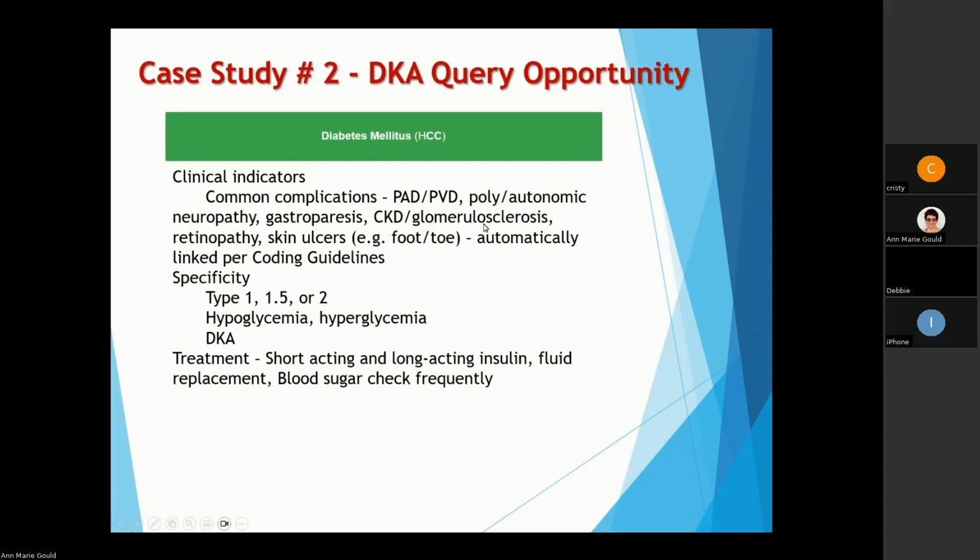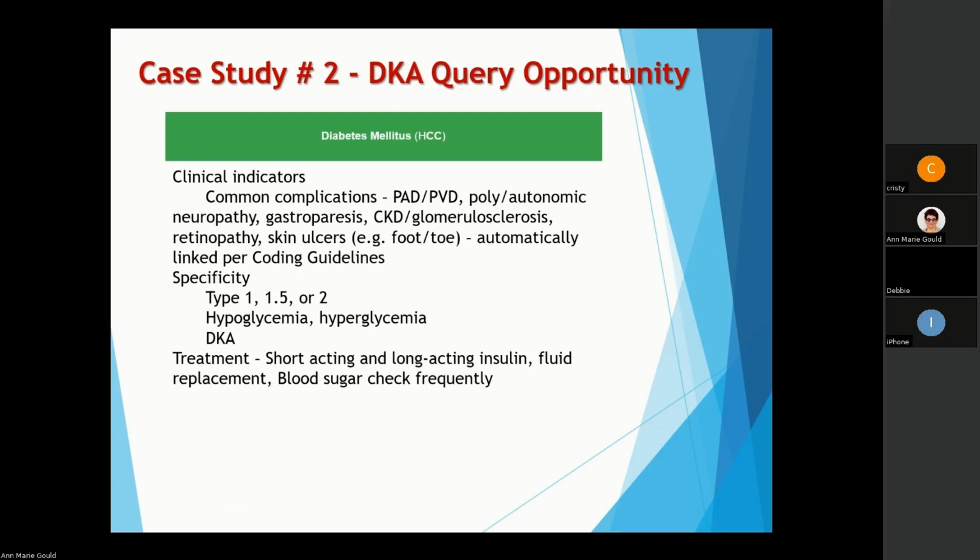Things like neuropathy, gastroparesis, CKD, or glomerulosclerosis, PVD, PAD, things like that. Even your hyperlipidemia too. Some facilities will say, "Oh, I want you to pose the question to the doc if the diabetes is related to the hyperlipidemia." Some facilities still want you to send a query on that. Other facilities want you not to. You don't worry about it.